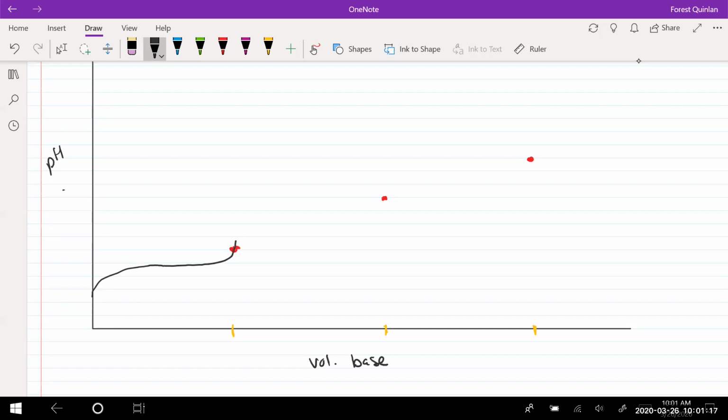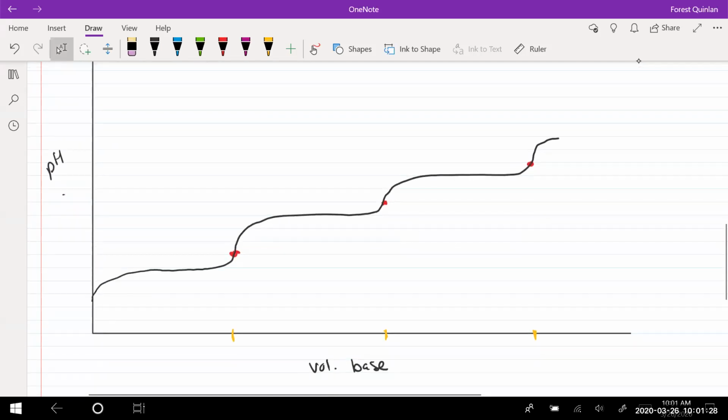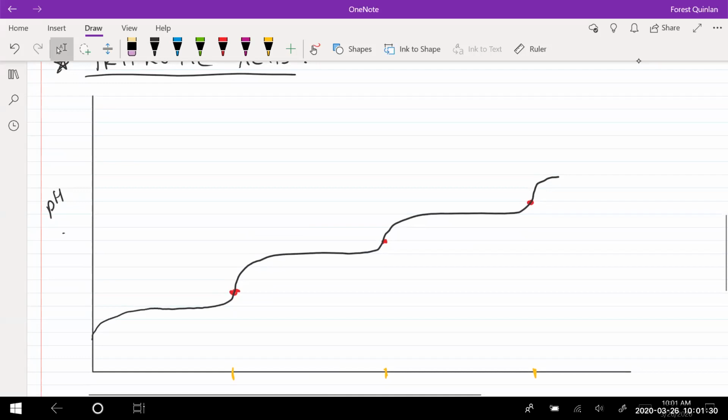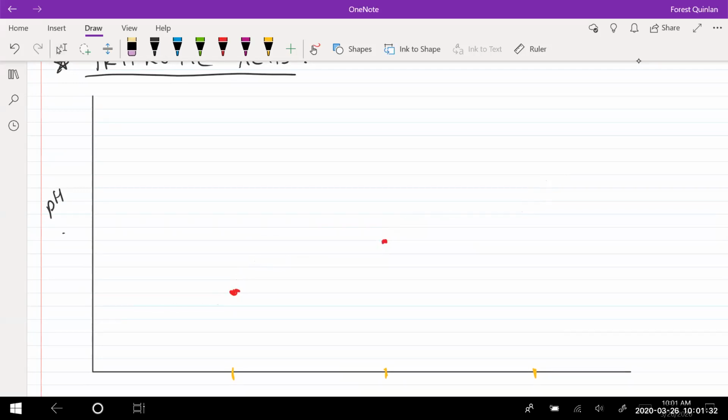So we know that this will plateau up, go up again, plateau off, go up again, plateau, go up again, and go over. I probably had more room, didn't I? Shoot. Let me fix that.